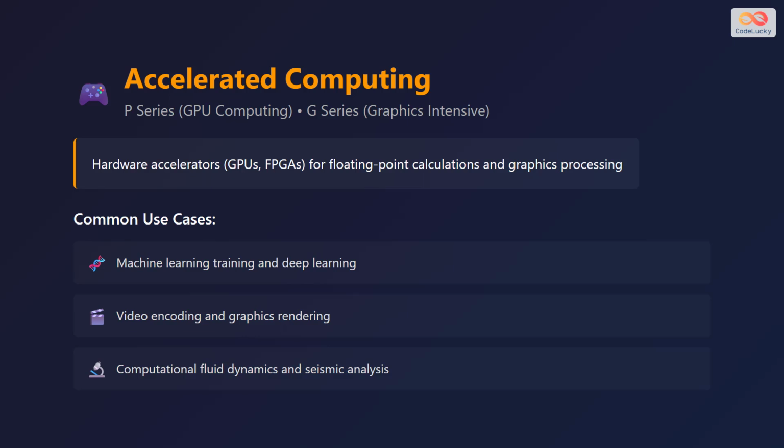Accelerated computing instances include the P series for GPU computing and the G series for graphics-intensive applications. These instances come with hardware accelerators like GPUs and FPGAs to perform floating-point calculations and graphics processing much faster than software running on CPUs alone. They're ideal for machine learning training and deep learning, video encoding and graphics rendering, and computational fluid dynamics and seismic analysis. If your workload benefits from parallel processing or graphics acceleration, these instances are essential.